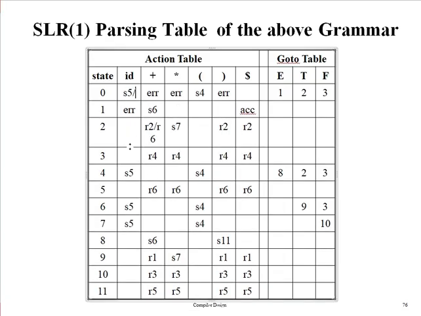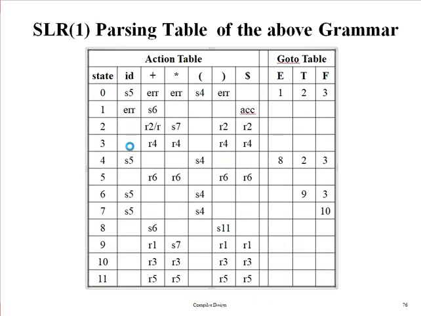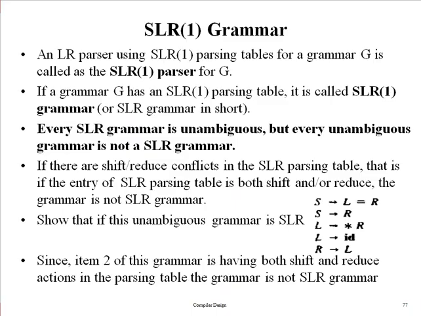But here in our example, as you can observe, there is no entry of the parsing table which has a conflict, either shift reduce or reduce reduce conflict. And keep in mind that there is no shift conflict. There is only shift reduce and reduce reduce conflict. So, this is a very important statement.